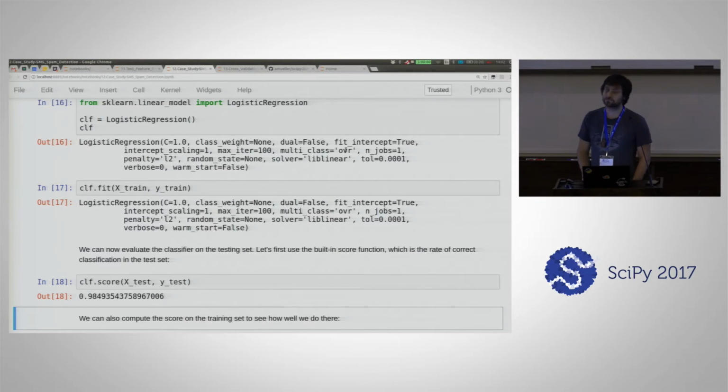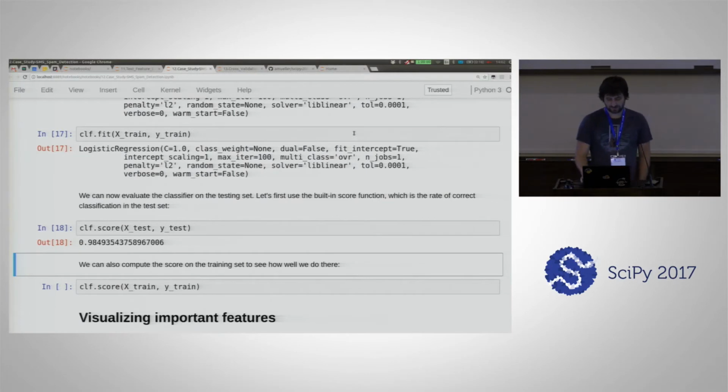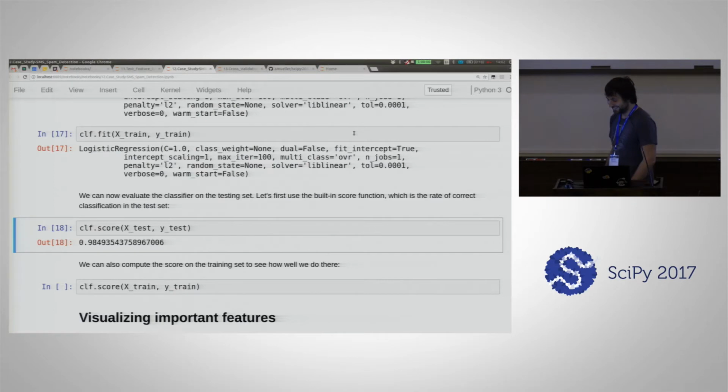Okay, I want to calculate what the default rate is. But yeah, this is clearly way above that, and so we more or less solved this task, depending on how important it is that we actually detect all of the spam. But I mean, this is doing pretty well.